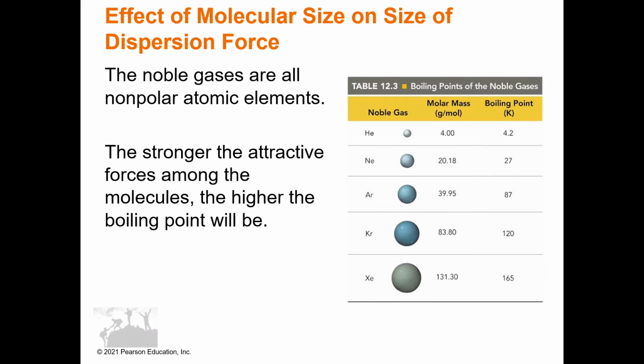Sticking with polarizability, let's take a look at the noble gases. You can see that as we go down the column, the size of the atoms would increase. Also, the molar mass increases. You can also see that the boiling point increases. This tells us that for xenon, the intermolecular forces between the xenon atoms are stronger compared to what's found between helium atoms. And that again is due to polarizability.